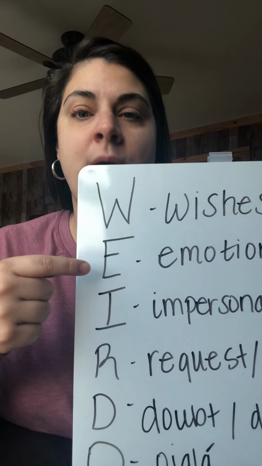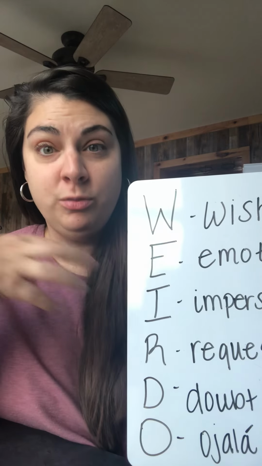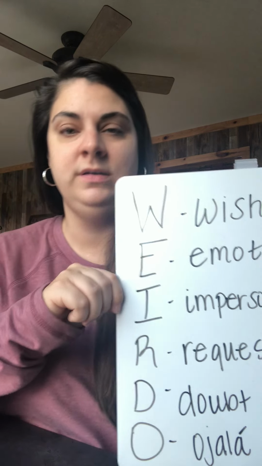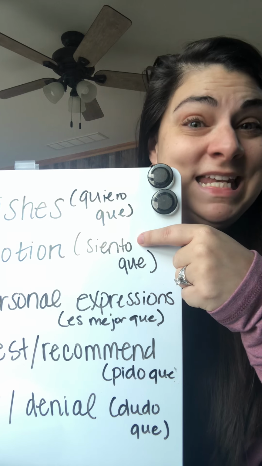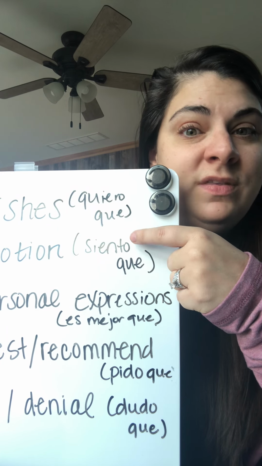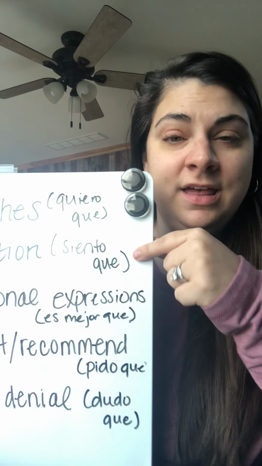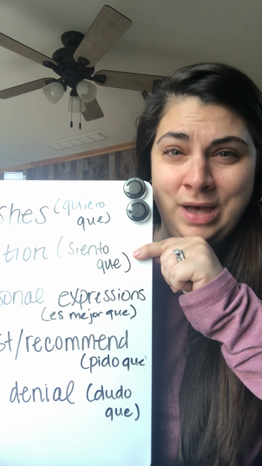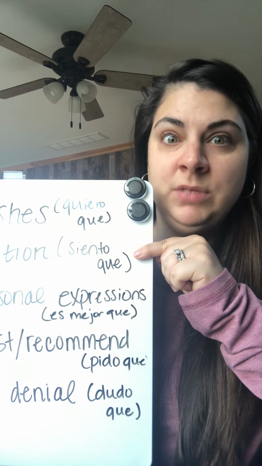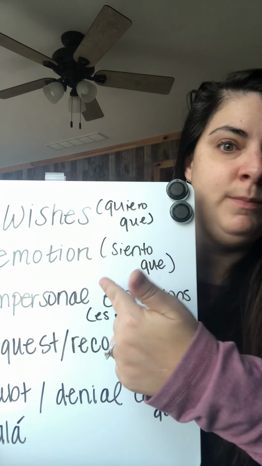The next one is called emotion. This is when you express an emotion with subjunctive. An example would be siento que. The verb sentir is to feel, so siento que means I feel that. So if you're talking to someone, you might say, I feel that you're mad at me, okay? It's uncertain, okay? But we're going even deeper with emotion.